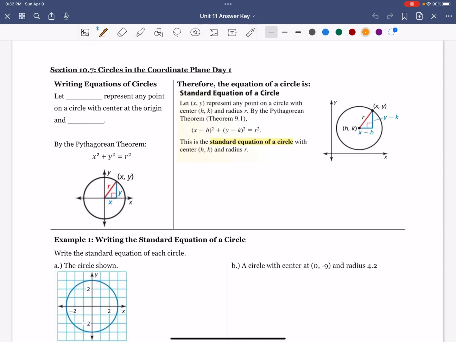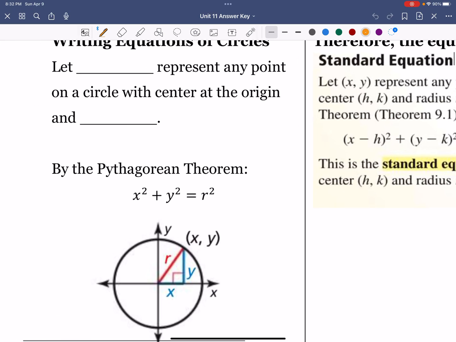We are going to start Unit 11 ironically back in Chapter 10. This is Section 10.7. The reason we start with Section 7 in Chapter 10 is because it fits better in this unit than it does in the previous unit. So I'm going to go ahead and talk about circles in the coordinate plane.